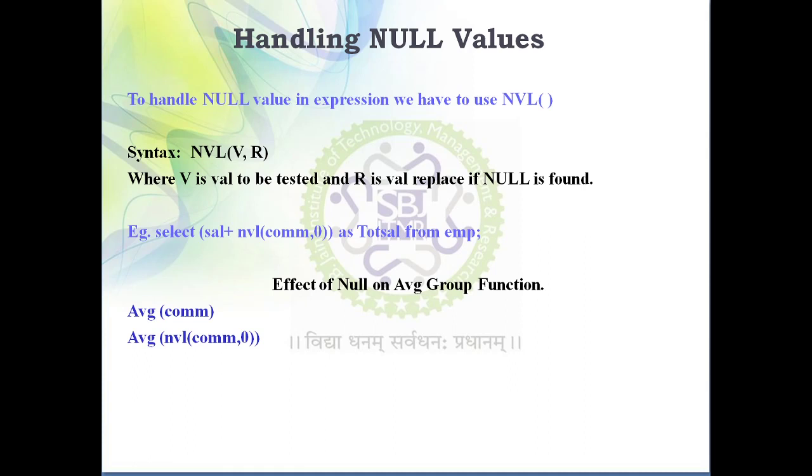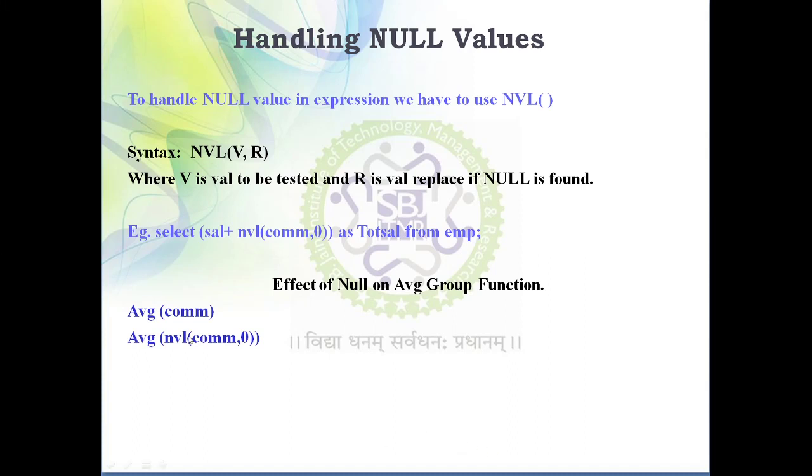V is nothing but the attribute for which we want to replace the value. In our case, our attribute is commission, and r represents the replacement value. Instead of null we want it to be a 0, so we can use this.